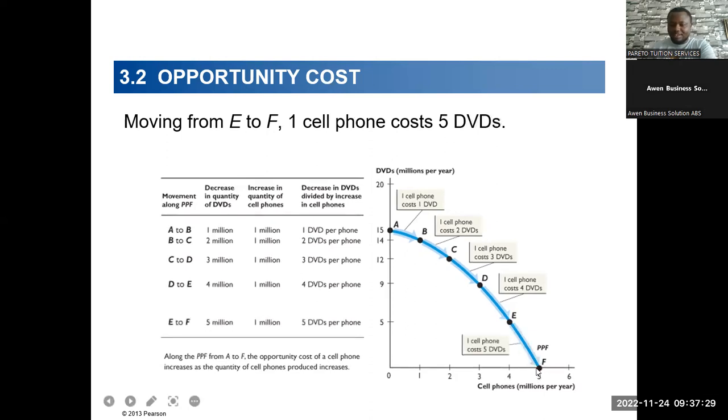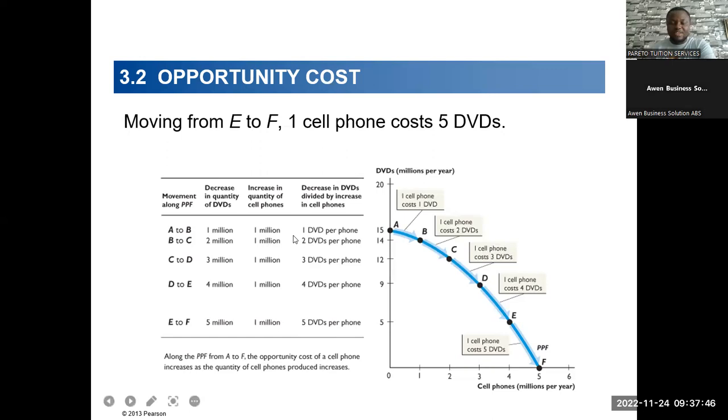Now, if we move from E to F, now we are producing 5 units. It's just 1 increase in cell phone. But then we are no longer producing any unit of DVD at all. So 5 minus 0, that is what? 5. So the opportunity cost here is what? 5 DVDs per phone.